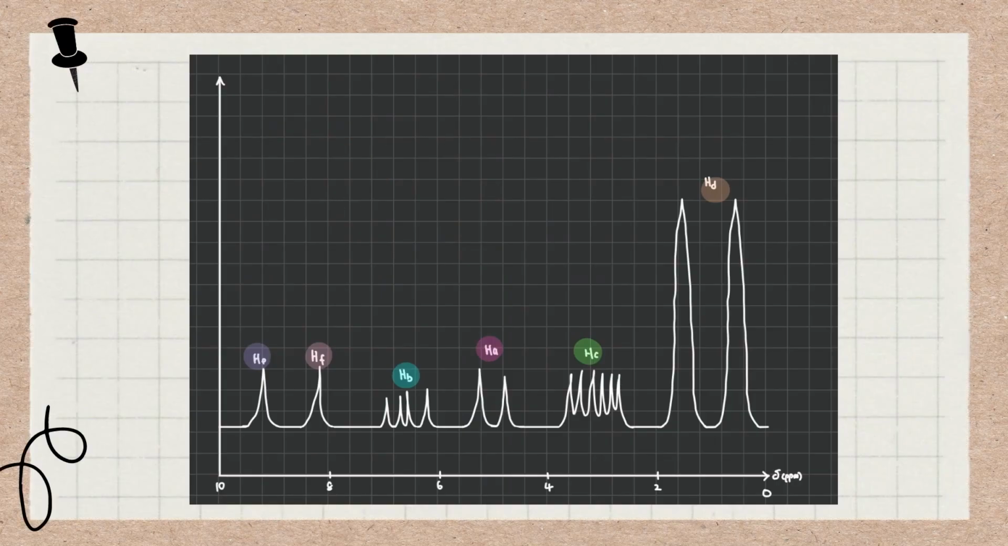Here is the spectrum of nuclear magnetic resonance, NMR, for 4-hydroxy-2-pentanoic acid, C5H8O3. That's all, thank you.